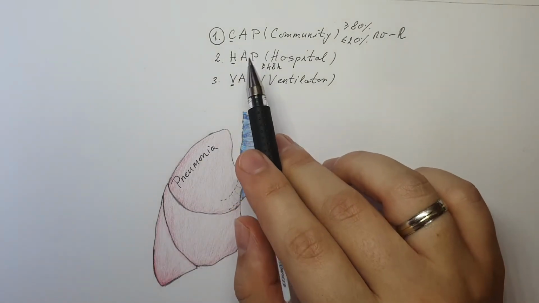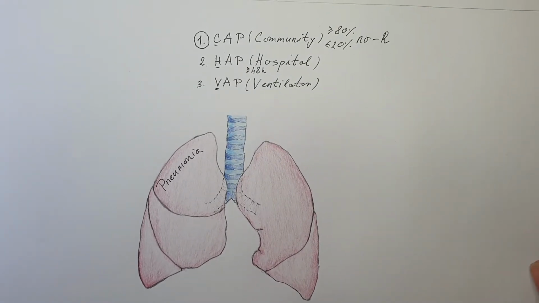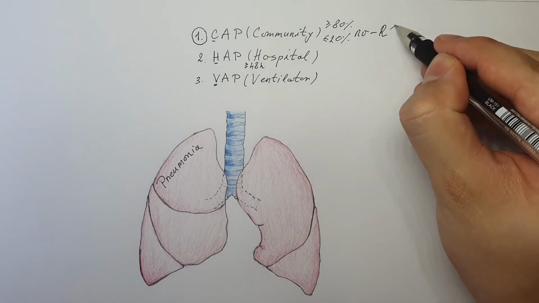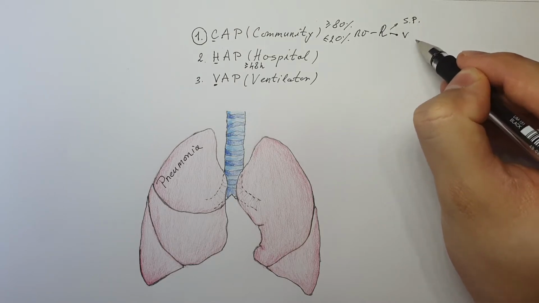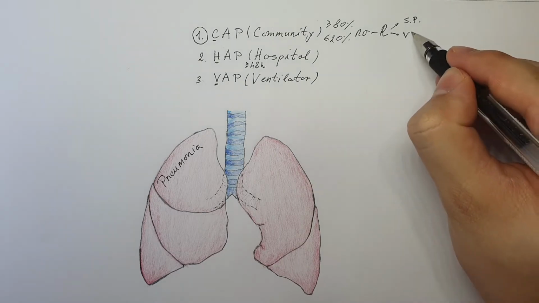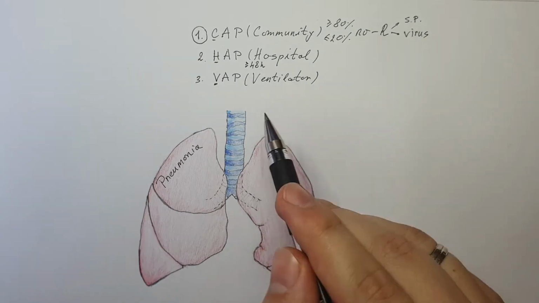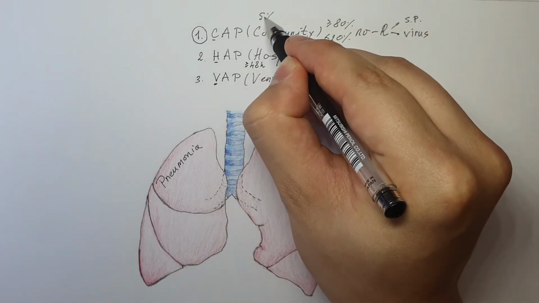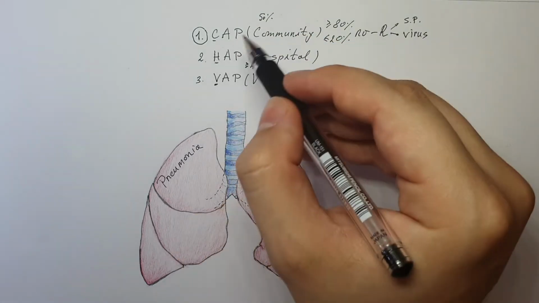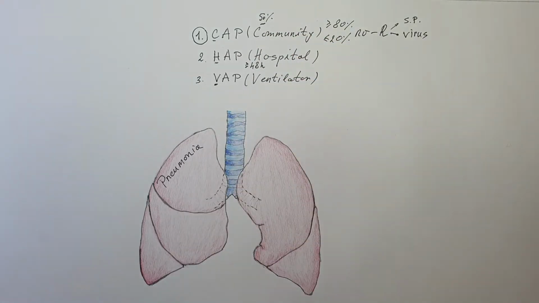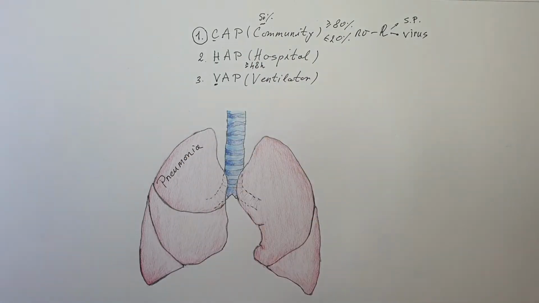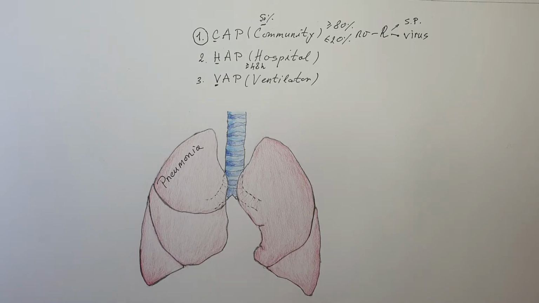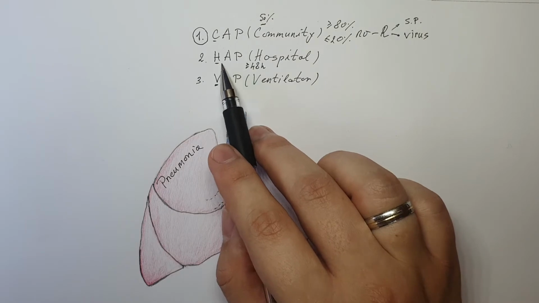Most of them are caused by pathogens like Streptococcus pneumoniae or viruses. In 50% of these pneumonias we don't even know the cause, but they are easy to treat, and most of these patients recover adequately. The problem here is the hospital-acquired pneumonia.